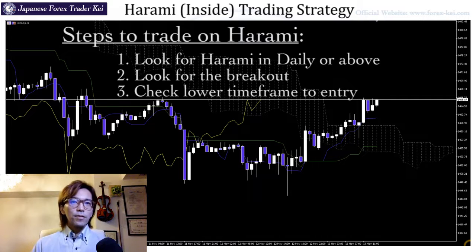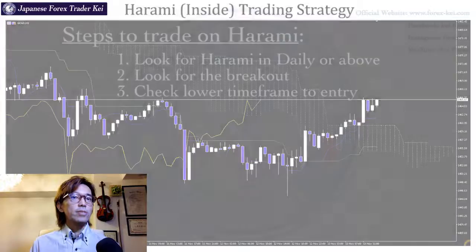So again, look for the Harami in bigger time frame chart first, and when you see the current candle is within the Harami, better not to trade it, but wait and prepare for its breakout.